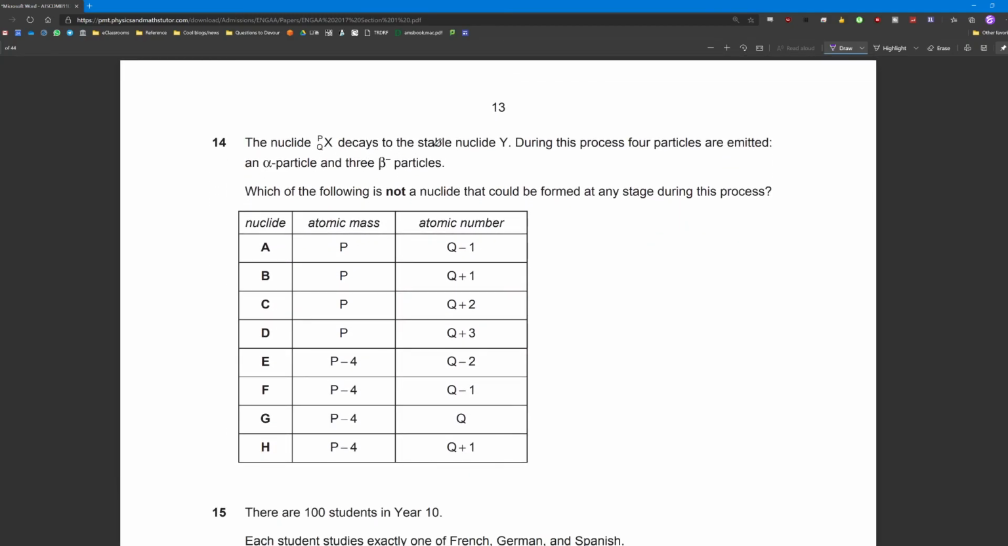Okay, this nuclide decays to Y. During this process, 4 particles are emitted, an alpha particle and 3 beta particles, which is not one that could be formed at any stage. Okay, so we cannot eliminate anything based on just this or just this. Let me think. Beta particles will increase the, let me think.